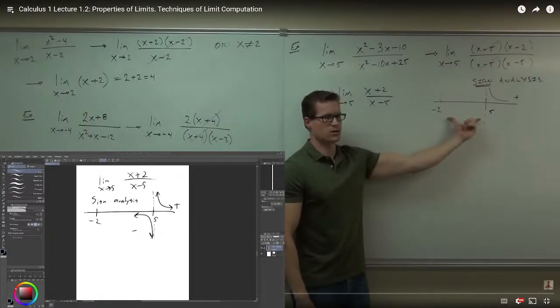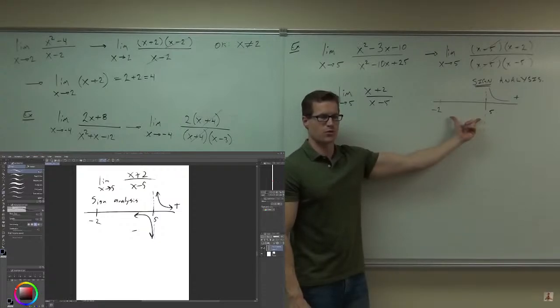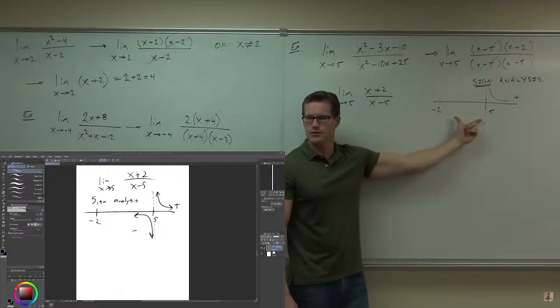So what's a number in here? Pick a better number than 4. 0. Pick 0. 0 is a great number. It's an interval. So plug in 0. What'd you get? Negative 2 over negative 2. So is it positive or negative? Negative.